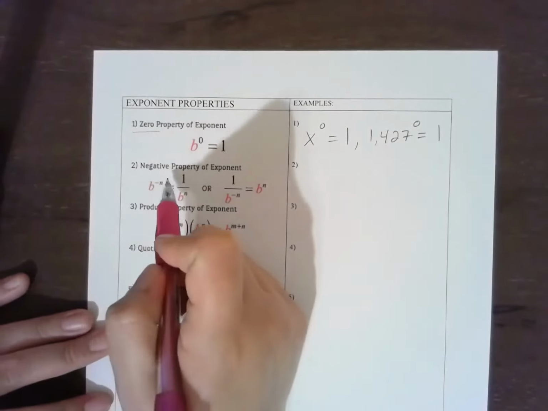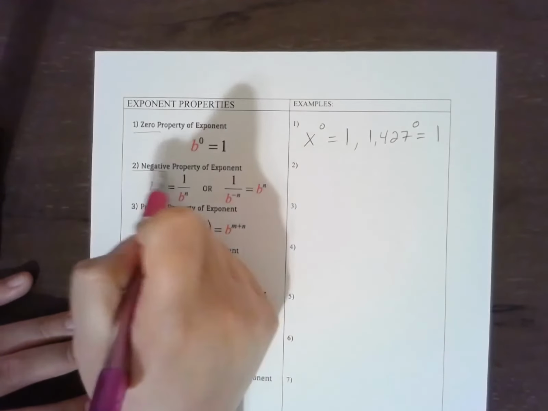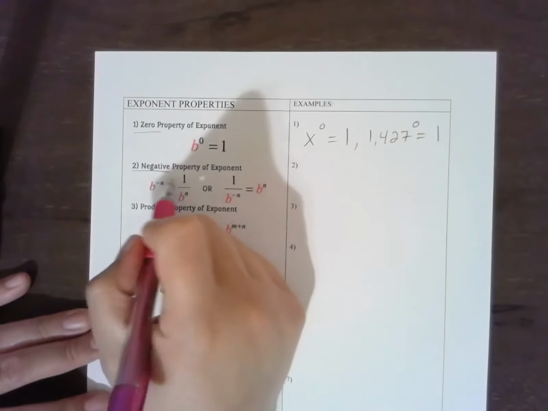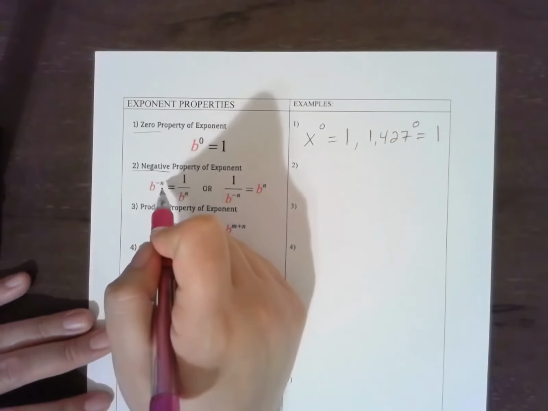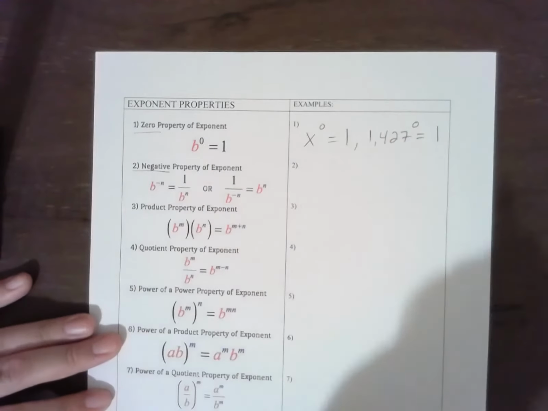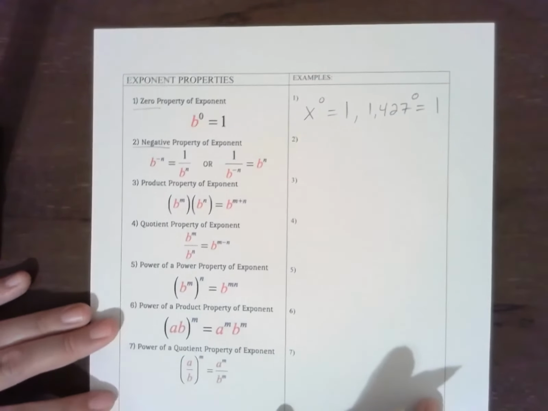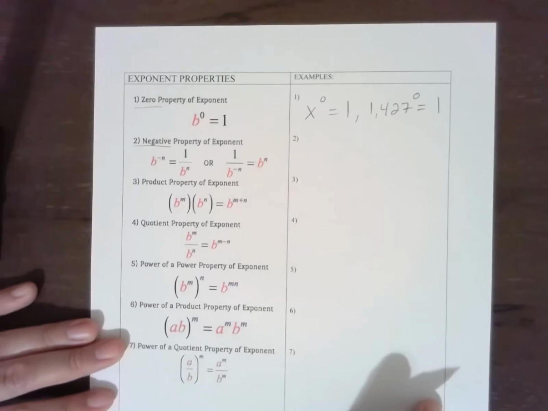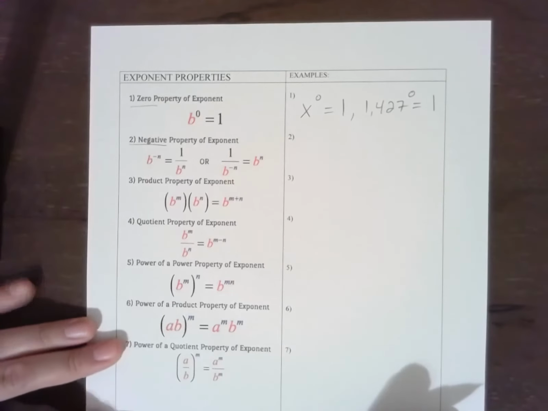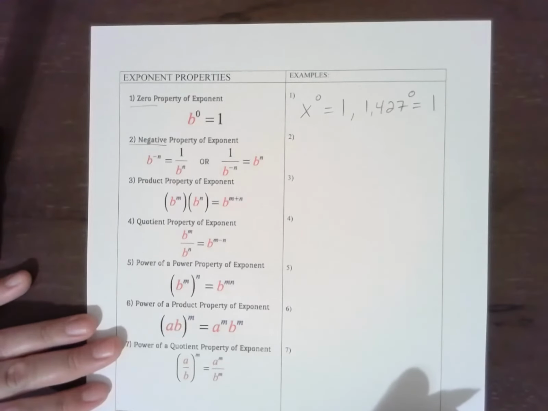Then we have the negative property of exponent. Obviously, it's called the negative property because you have a negative exponent. Notice we have b to the negative n. What this is saying is that any exponent that's a negative, if you want to make it a positive number, then you have to take the reciprocal of it.